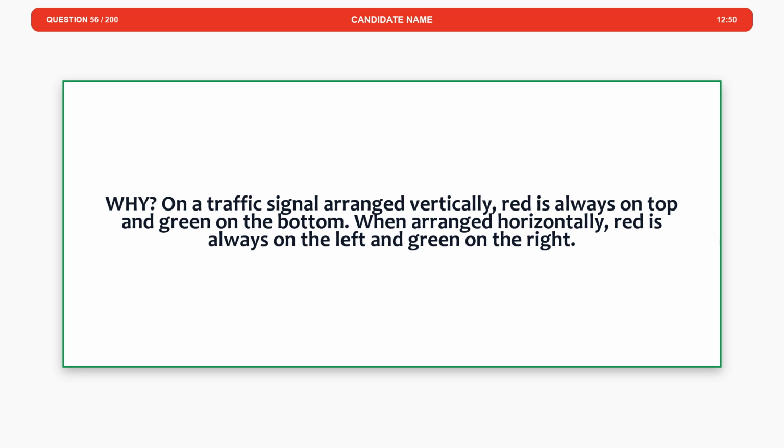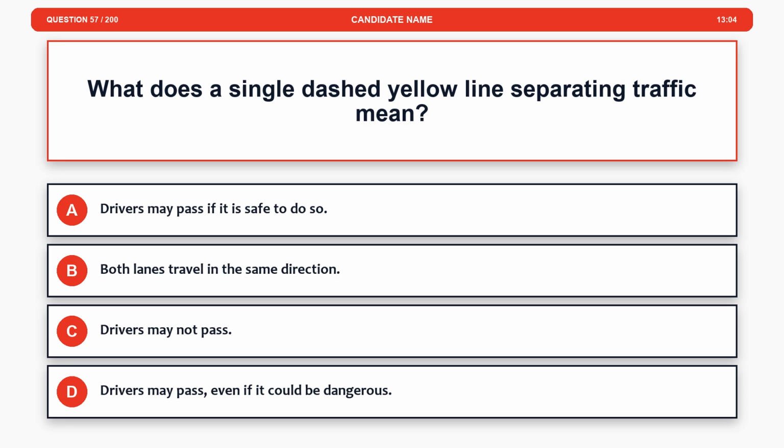Explanation. On a traffic signal arranged vertically, red is always on top and green on the bottom. When arranged horizontally, red is always on the left and green on the right. Question 57. What does a single dashed yellow line separating traffic mean? Option A, drivers may pass if it is safe to do so. Option B, both lanes travel in the same direction. Option C, drivers may not pass. Option D, drivers may pass even if it could be dangerous.